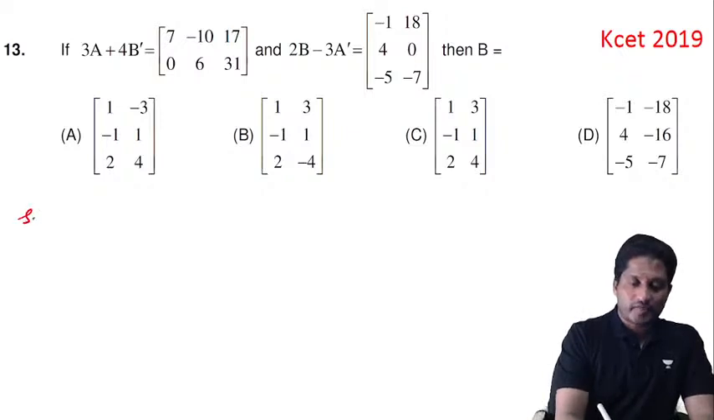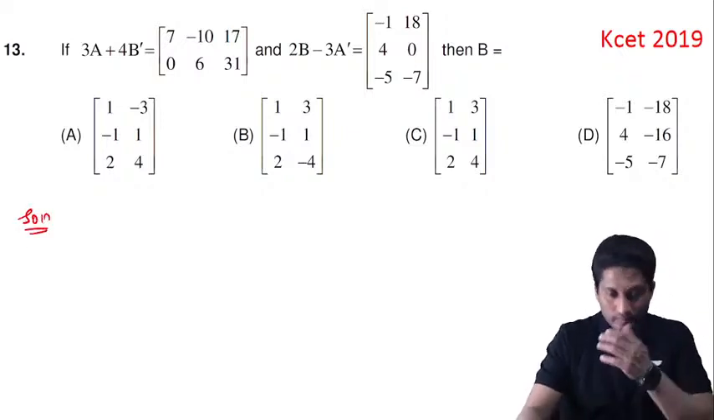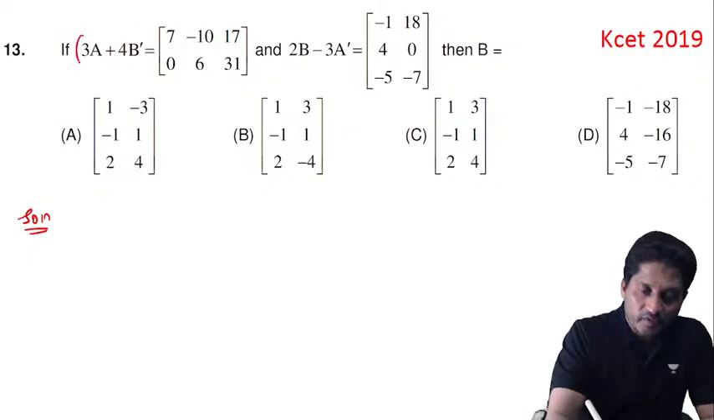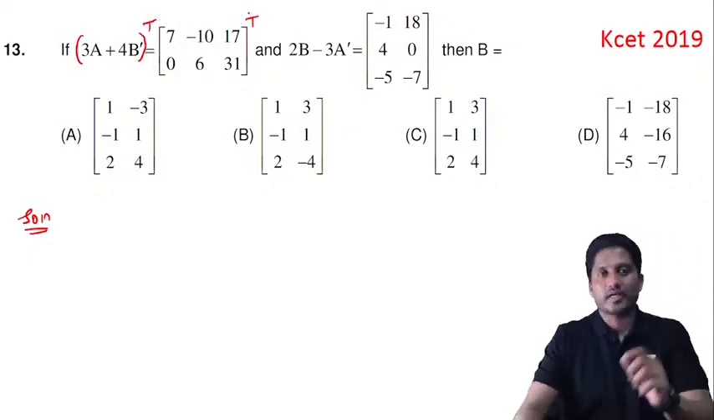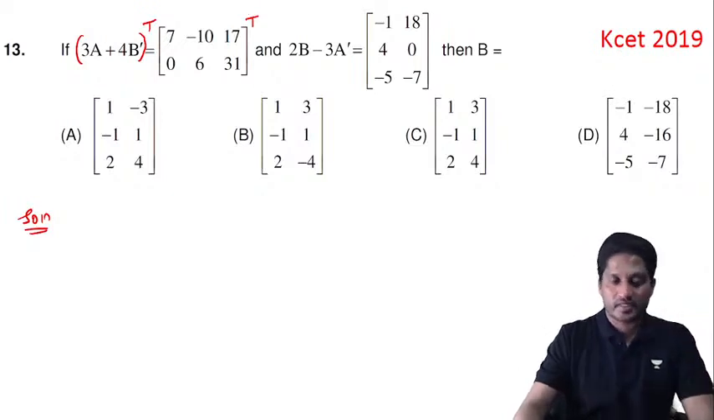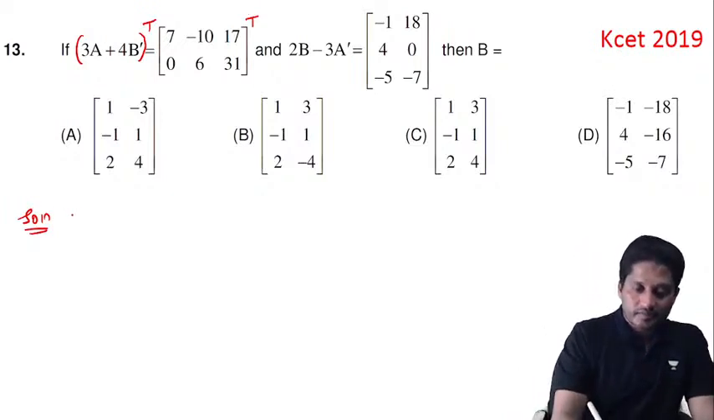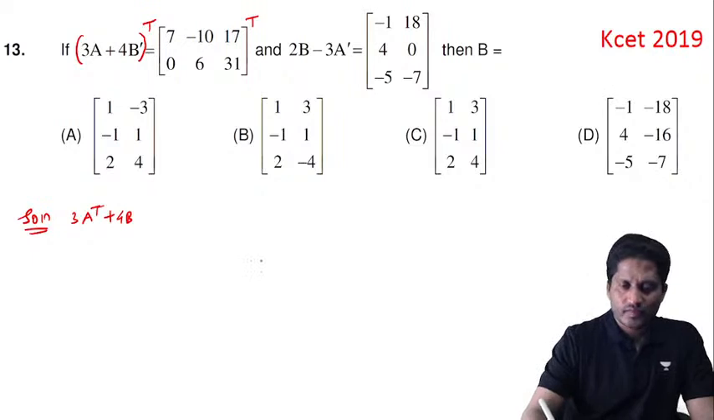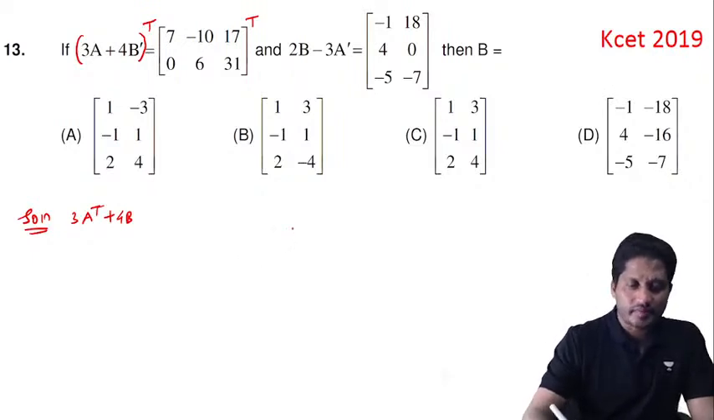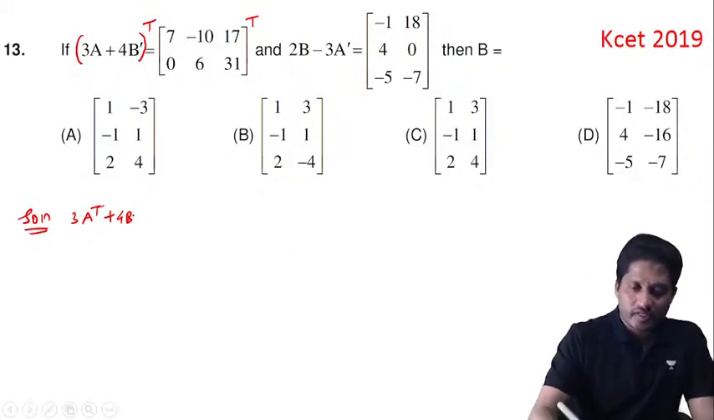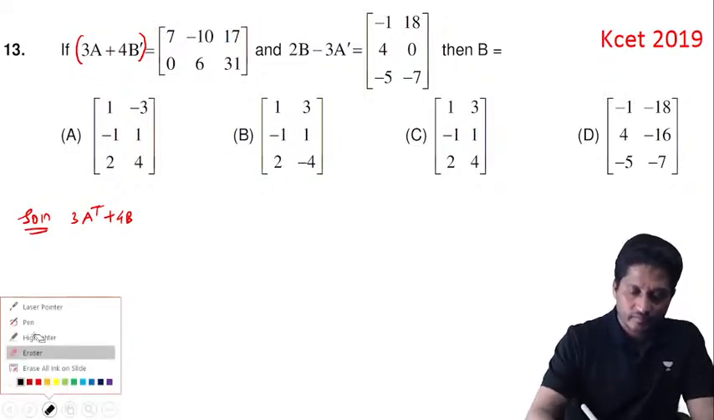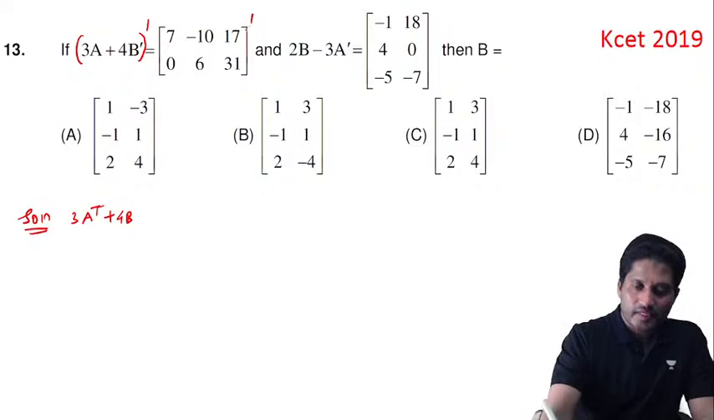I'm supposed to find out what is matrix B. If I take transpose both the sides here, take transpose here also. Go back to the question, take transpose for the first matrix. So this becomes 3A transpose plus 4 times B transpose. B transpose of transpose is B only, which is equal to, that is transpose is same as dash only, no? So this is dash.